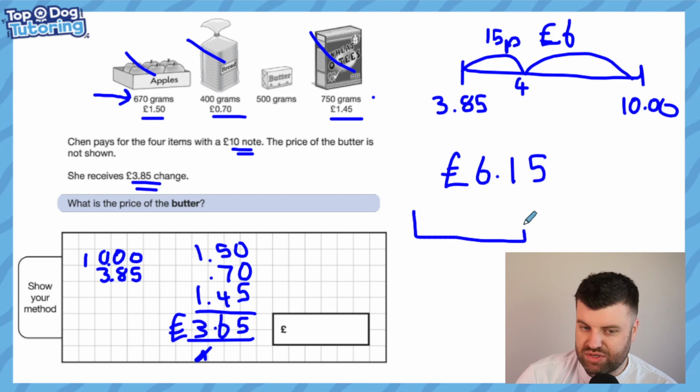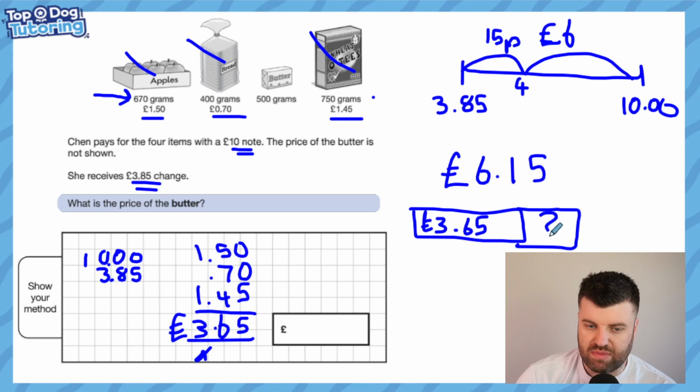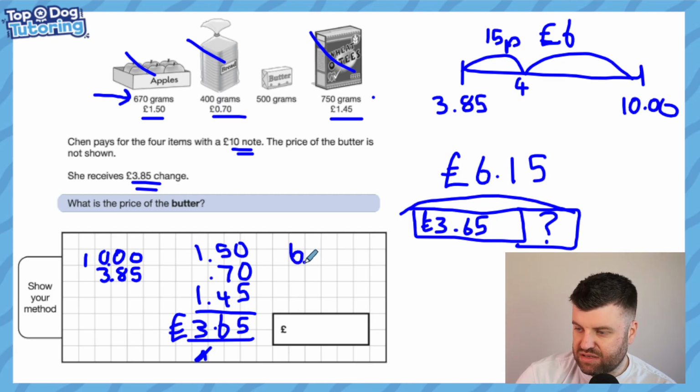So that means if I were to draw a little bar model just to show this, £3.65 is the cost of the other 3 items. We have something left over, which will be the cost of the butter. And that in total was £6.15. So the final step here, we need to take our £6.15 and subtract the cost of the other 3 items, £3.65, and we're going to get the cost of the butter.